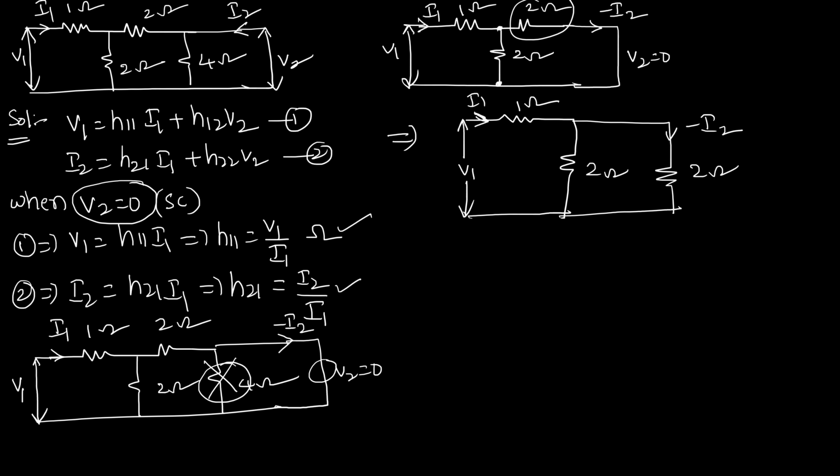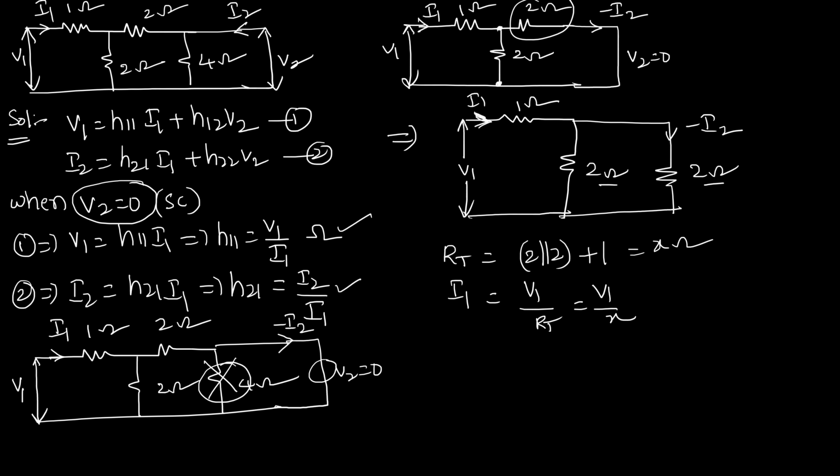Now, what is the total resistance RT? This 2 ohm and 2 ohm are connected in parallel. 2 parallel to 2, which is in series with 1, so you get some X ohms. Now can you get the total current? Here the total current is I1. So what is I1? V1 by the total resistance, that is V1 by X. So you got the relation of I1 in terms of V1.